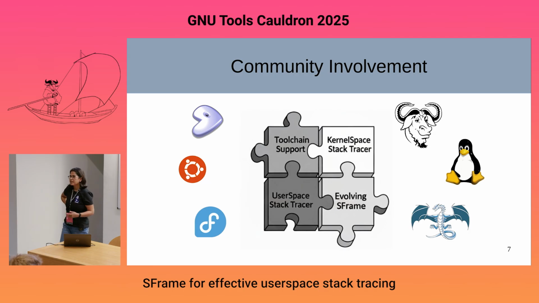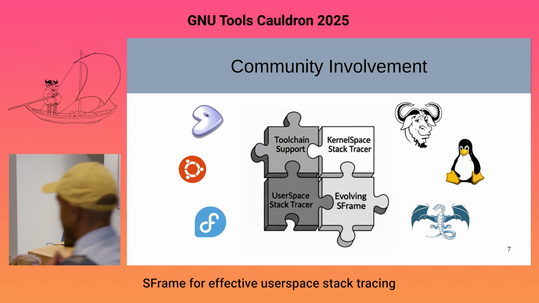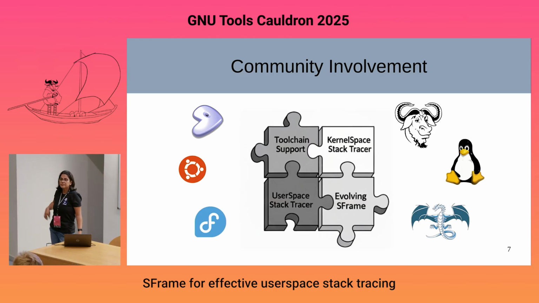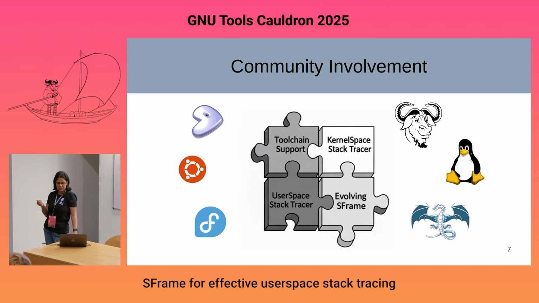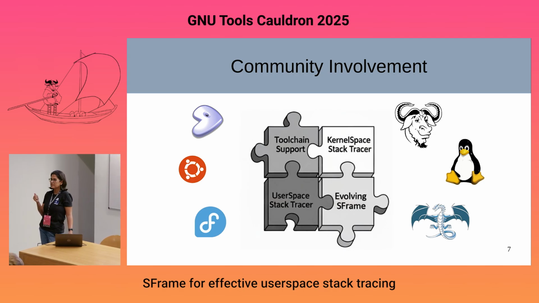Since we met last year, there has been progress in each of these four components. Toolchain support has been evolving. We have been adding more feature requests and bug fixes. Gentoo and Ubuntu have been very helpful in doing some distro-wide builds with SFrame support to see how things are, and some bugs were filed. We fixed some of those.